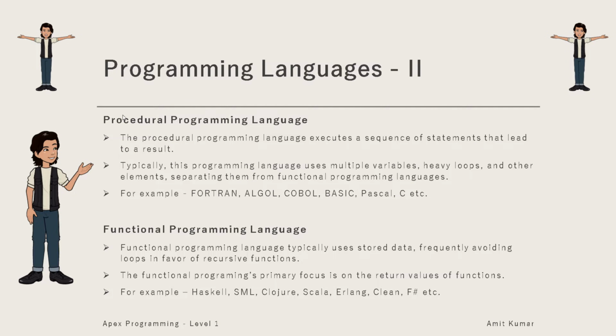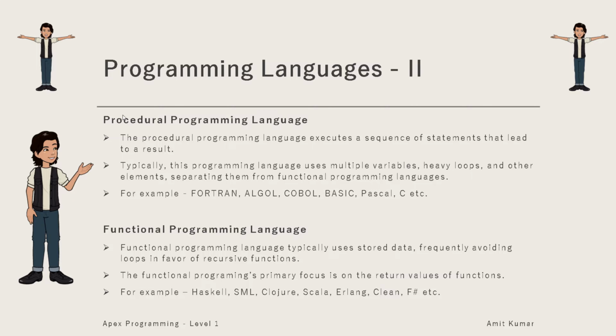Now what are functional programming languages? Functional programming language typically uses stored data, and in these programming languages we frequently avoid loops in favor of recursive functions. The functional programming primary focus is on the return values of functions. As the name suggests, these programming languages basically work with functions, and as you proceed and grow in programming, you will understand what a function is. But in these programming languages, we focus on recursion rather than on looping.